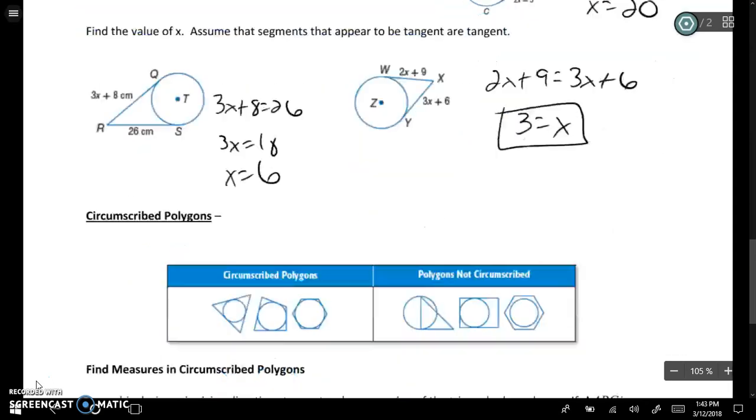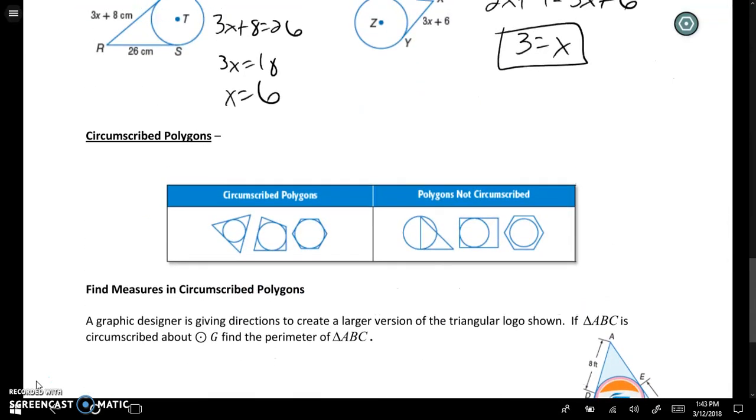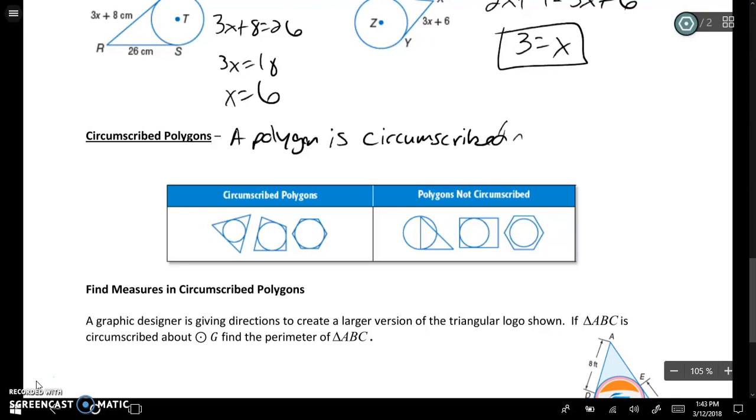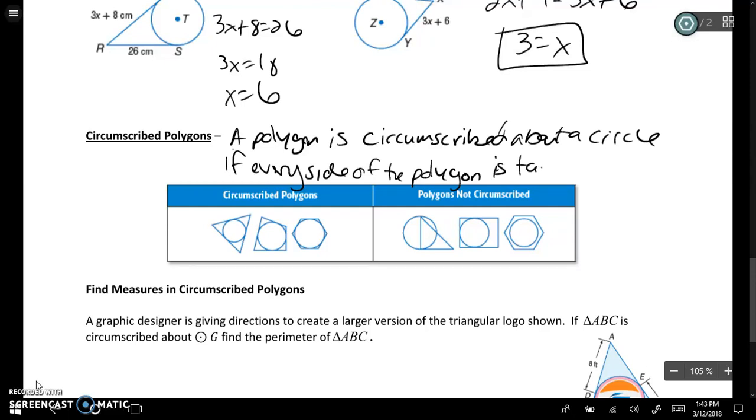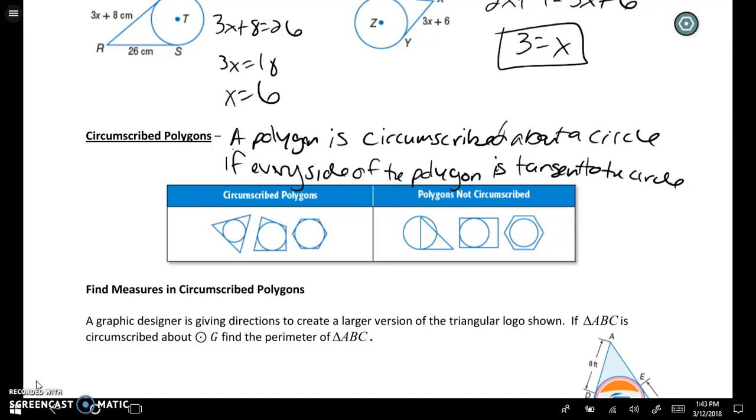Okay, that's it. Last little bit for today, circumscribed polygons. A polygon is circumscribed about a circle if every side of the polygon is tangent to the circle.